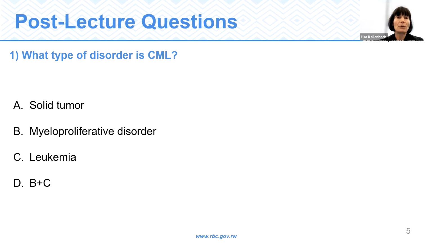Okay, we're going to review the post-lecture questions. Number 1, what type of disorder is CML? A, solid tumor. B, myeloproliferative disorder. C, leukemia. Or D, B and C. And the answer here is D. It is both a myeloproliferative disorder as well as a leukemia.